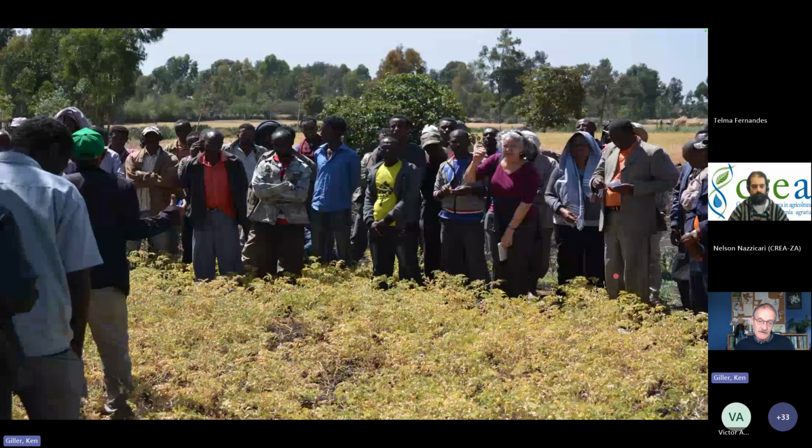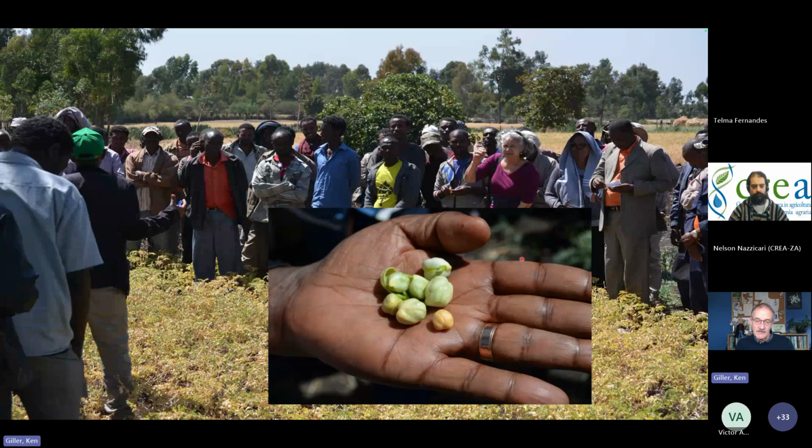Here we are in the field with our colleague Charlene McCoyne from the Gates Foundation at the time. These were large Kabuli varieties being grown by farmers' groups for both sale in Addis, but also as an export crop.